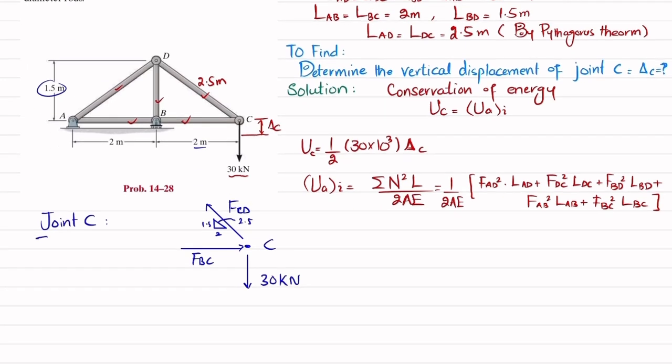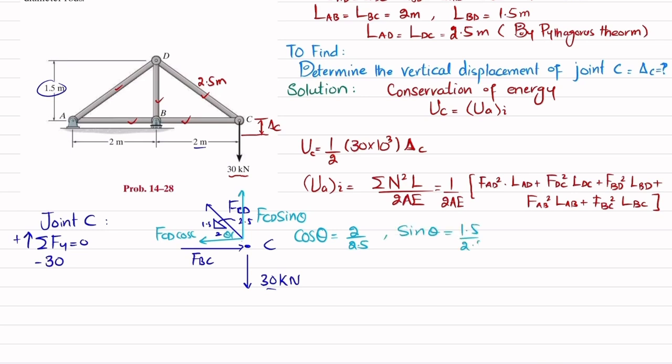Now we'll apply the equations of equilibrium. The first equation is that the sum of all forces along the y direction must be equal to 0, and upward force is taken as positive. So you can see minus 30, which is downward, plus this component, which will have two forces: one along the x-axis and another along the y-axis. This component will be FCD sine theta, and this component will be FCD cos theta. And what is theta? If theta is this one, cos theta will be equal to 2 divided by 2.5. Clear? And sine theta will be equal to 1.5 divided by 2.5.